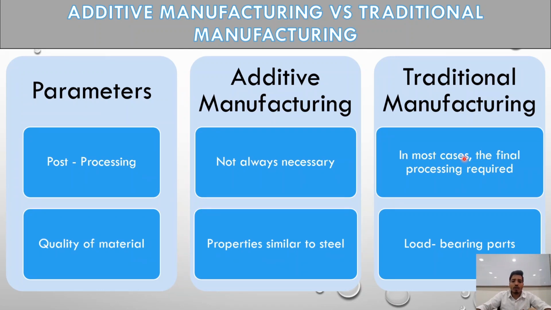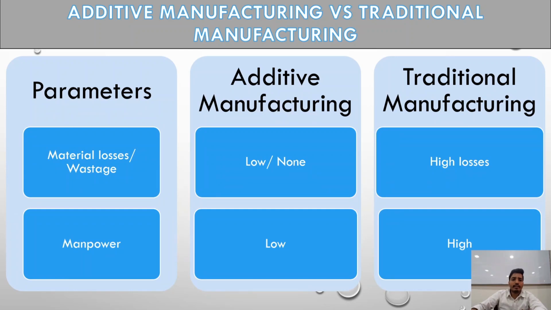Quality of the material: properties similar to steel. So any type of material you are using, according to that, it will be there. You can see the quality is quite smooth. So it is a very good material. In traditional manufacturing, it is load bearing. The quality of the material is according to what the bearing or the casting is.